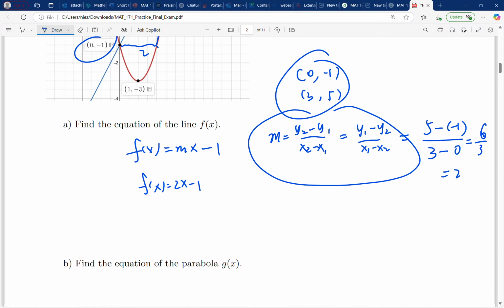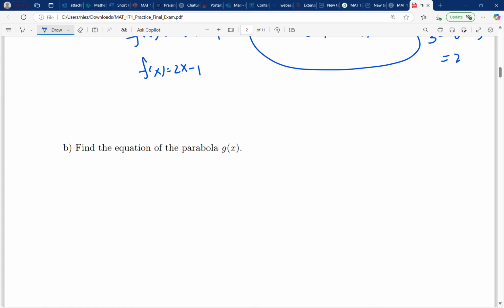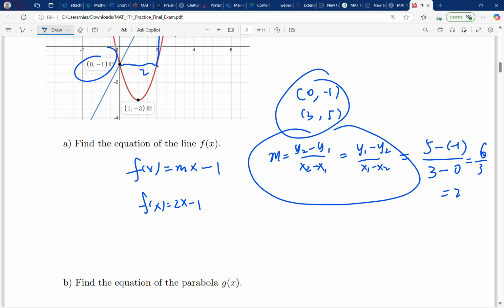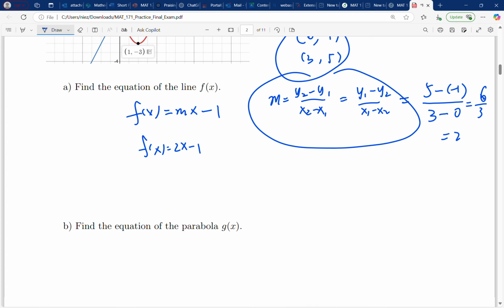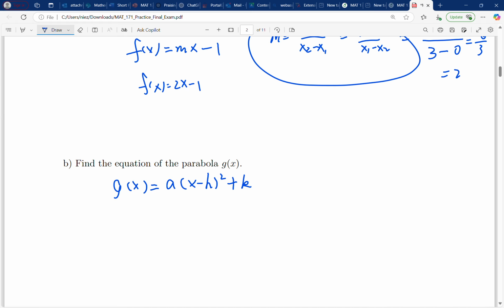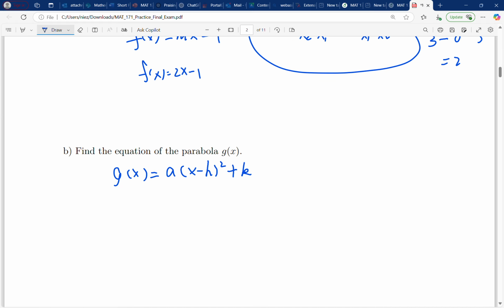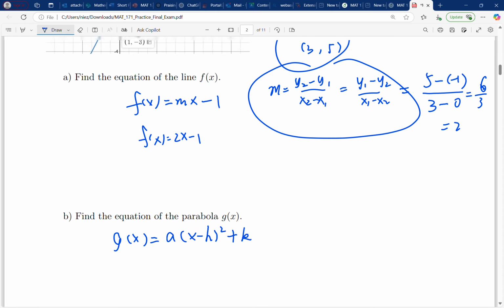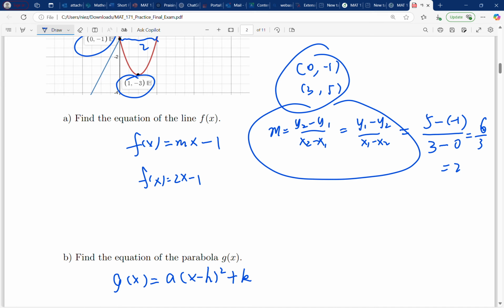But this is the linear one, so it's very easy, right? Second one, find the equation of the parabola. Many of us used the vertex form. That's very good. The vertex form is a times x minus h squared plus k. Some of you forgot a. So just assume it's x minus h squared plus k, but you should have a coefficient here.